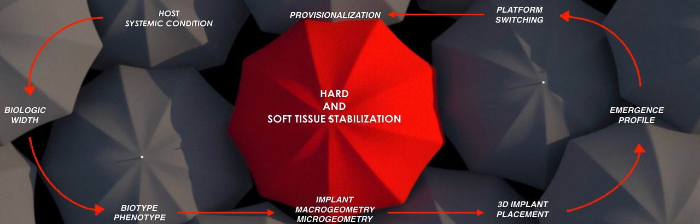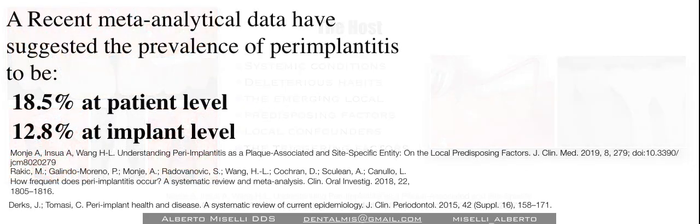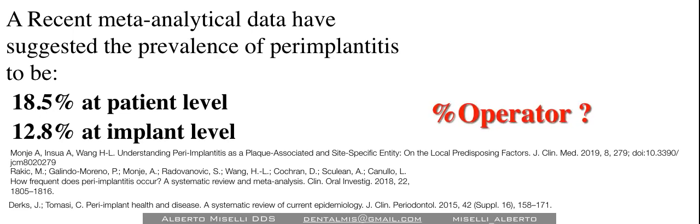To find hard and soft tissue stabilization around the implant, we have many things that we need to know and understand. First of all, and the most important, is the host. We need to know the systemic condition of this patient, habits, the factors that produce this problem in the mouth. In recent meta-analytical data, it has been suggested that the prevalence of perimplantitis is 19% at patient level, 13% at implant level. But what is the percentage of the operator factor?